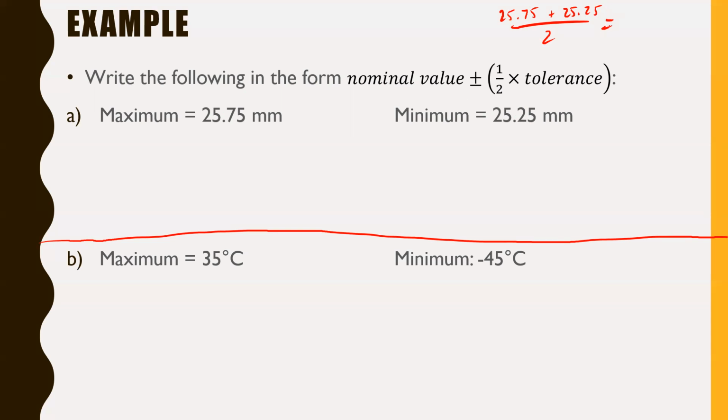I'll clean up the top first. If you add those two together, you'll find that you get 51, I think. No, you know what? I'm going to do this properly. Let me actually use my calculator. My mental math's not working for me today. Let's see. 25.75 plus 25.25.